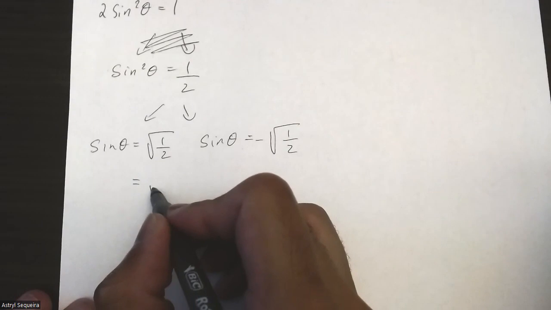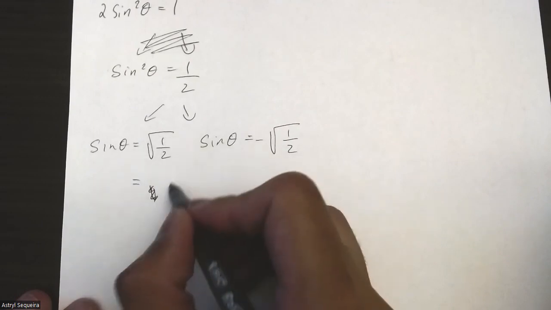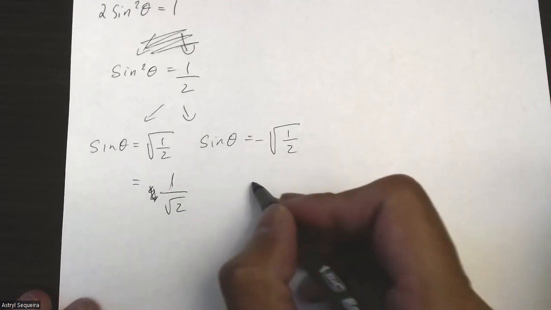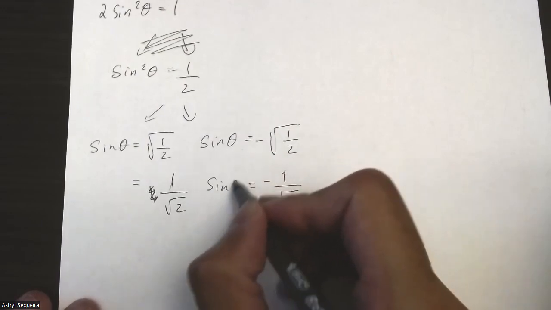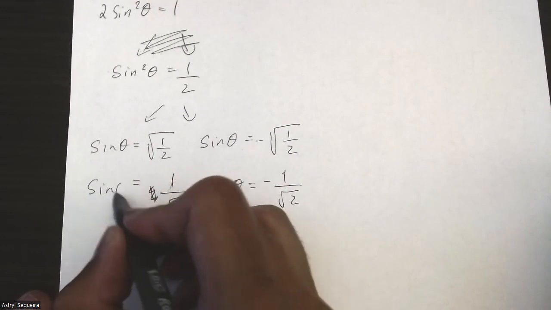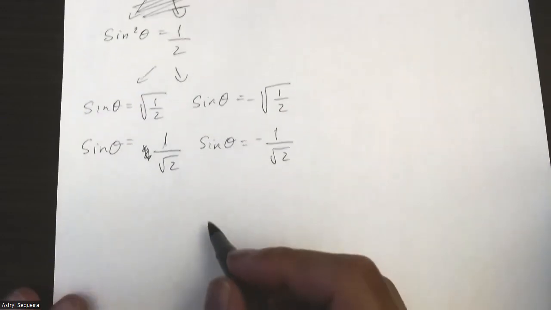Again, I'll actually show this in the special triangle way. Square root of 1 is 1, so it's just 1 over root 2 and negative 1 over root 2. So this way you can actually do it using special triangles. You don't need the calculator. You write in the simplified form.